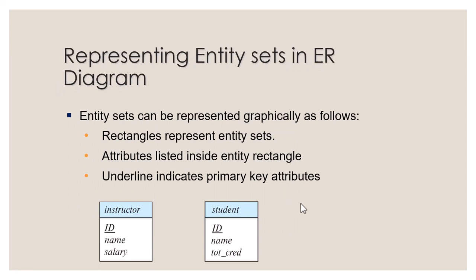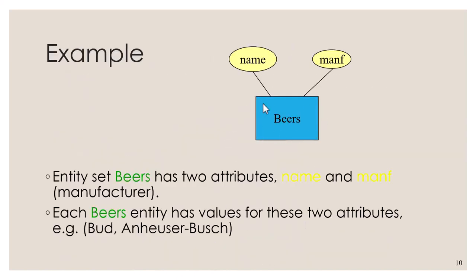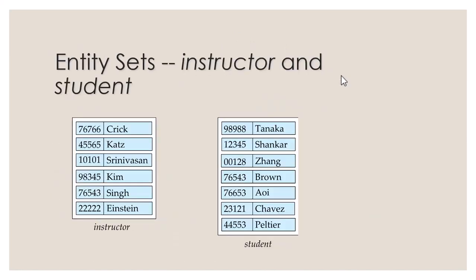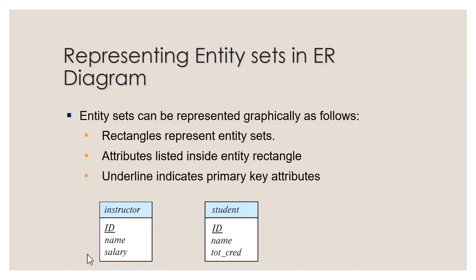An entity set can also be represented like this. Instead of using rectangles for the entity set and ovals for attributes, you can actually do it like this, in a table form. Up here we have the name of the table: instructor. We have ID, name, salary. These are the list of attributes, and then same thing, we have underlined the primary key being ID. Same thing with the student table. This is the name of the table, and these are the list of attributes for the table student. So these are two different entity sets.